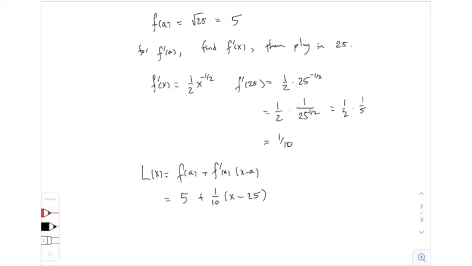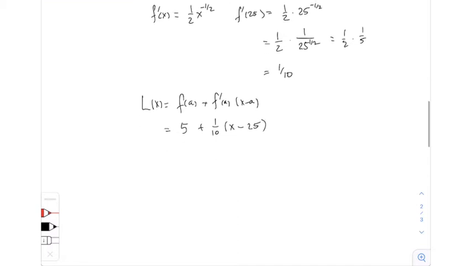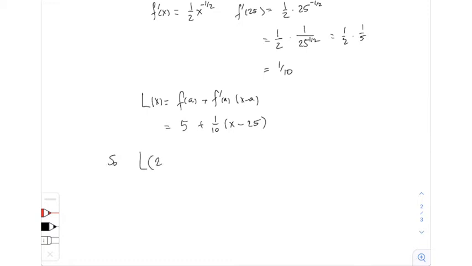We're pretty much done here. Remember I said we are going to finish this problem off by plugging in X equals 27, right? That's going to be the final answer. So let's do it. L of 27 is 5 plus 1/10 times 27 minus 25. And what's that? This is 5 plus 1/10 times 2. 1/10 times 2 is 0.2, right? This is 5.2. Look at that. I'm doing decimals in my head here. 5.2, right? Or 5 2/10, however you like.